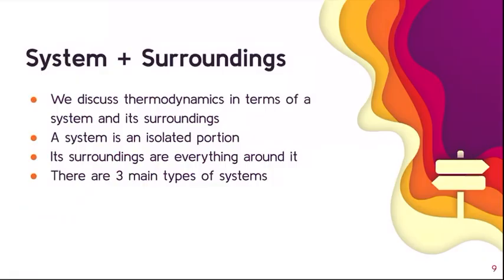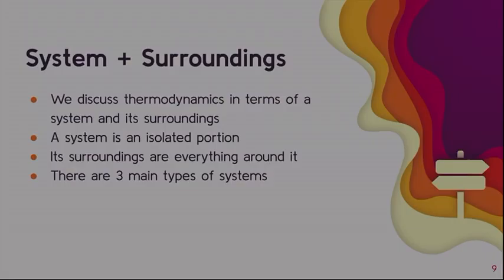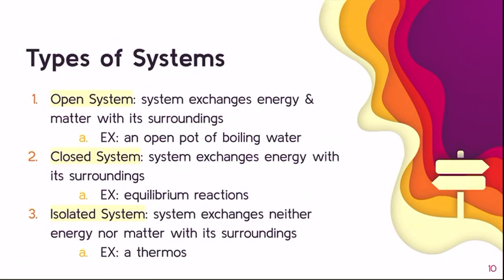So how do we discuss thermodynamics? That's in terms of a system and its surroundings. A system is an isolated portion and its surroundings are essentially everything around it. There are 3 main types of systems. First we have our open system. A system is going to exchange energy and matter with its surroundings in an open system. Think of an open pot of boiling water where it's going to exchange both energy and matter with everything outside the pot.